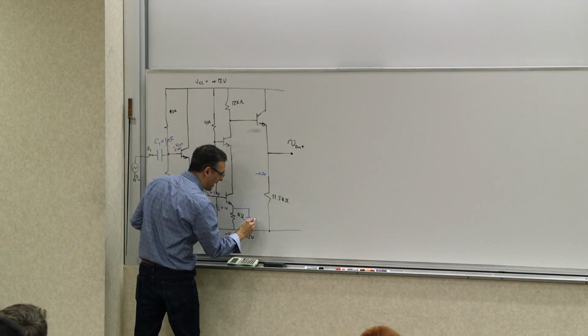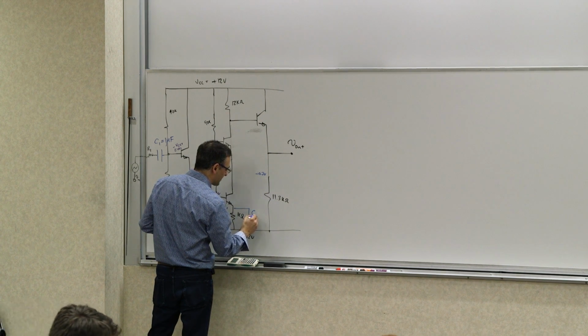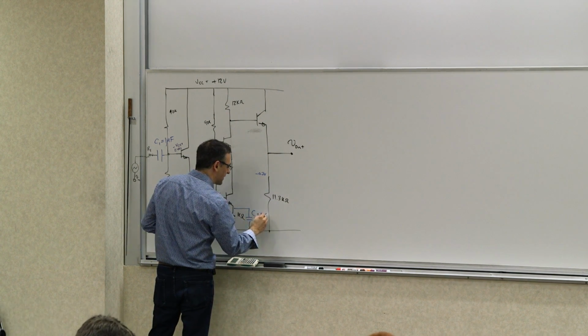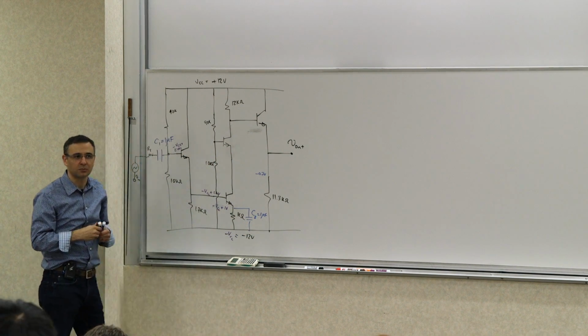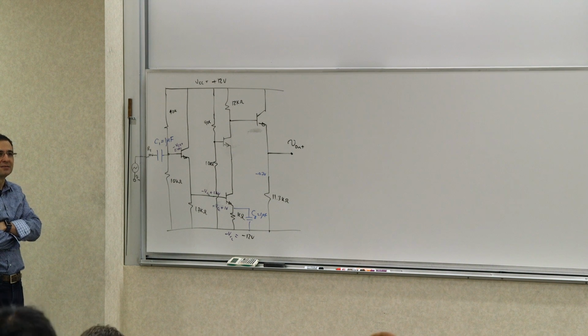The reactive element is a capacitor. Let's call it C bypass, CB. Let's make it 1 microfarad again, just as a starting point. And are we good now? Do we have gain? Are we good?